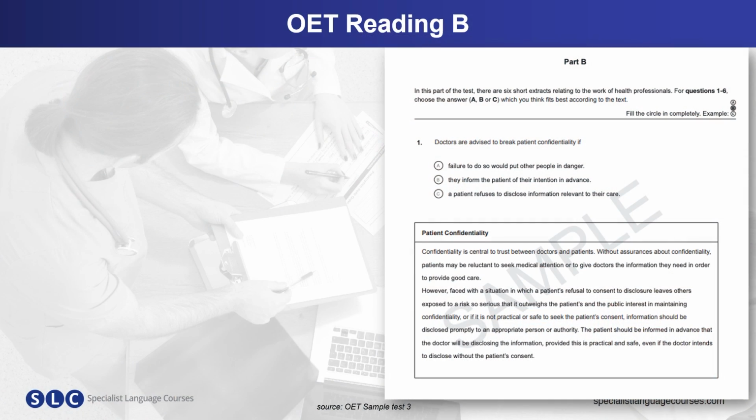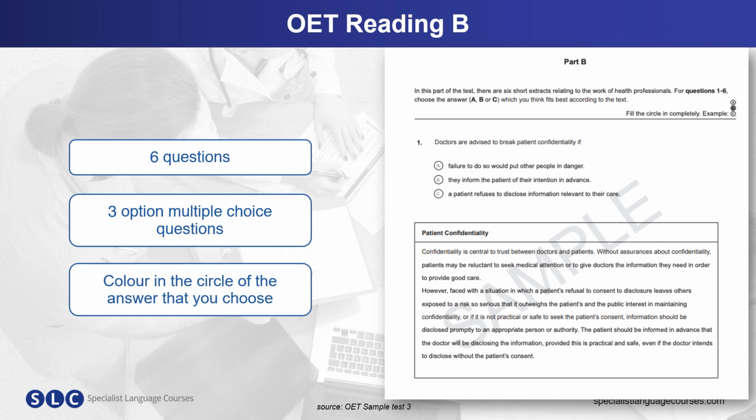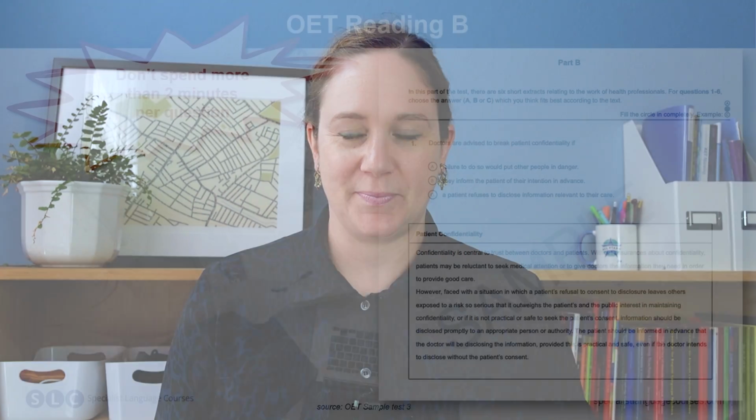So let's take a quick look at what the paper looks like. There are 6 questions in total, and as you can see on the right you have the question with 3 multiple choice options. When you've chosen your answer, colour in the circle of that answer that you choose. You need to be clear on the strategies to use in order to answer Reading B effectively. So let's take a look at that now.